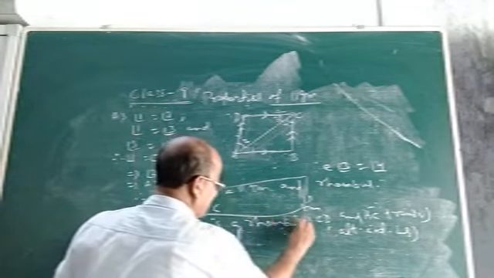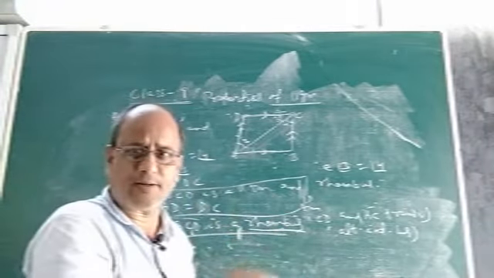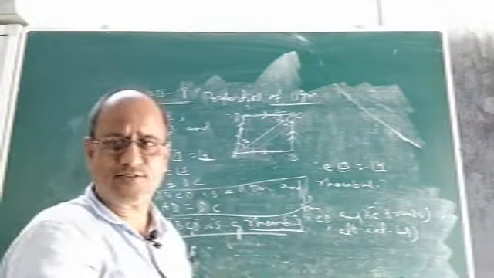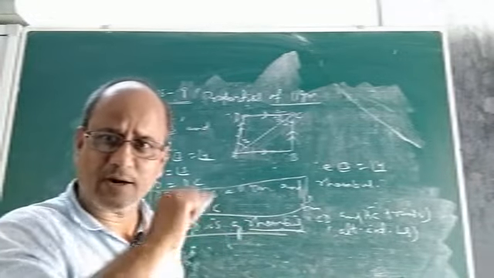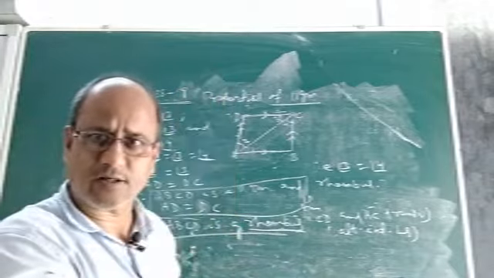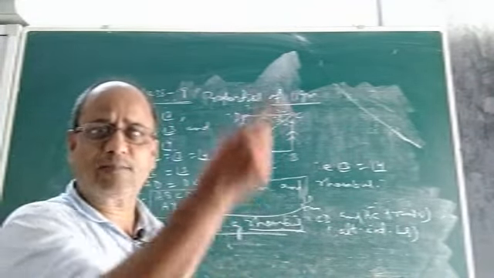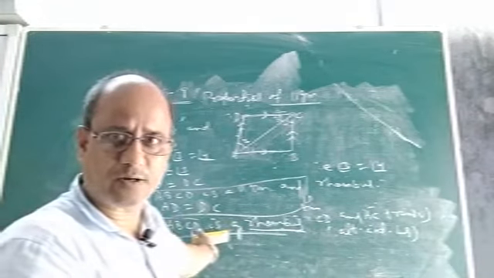See children, what important property did we discuss in this particular case? We proved that in a parallelogram, if any one diagonal bisects one of the angles, then it will bisect the opposite angle also, and the parallelogram will become a rhombus. I hope you understood, children.